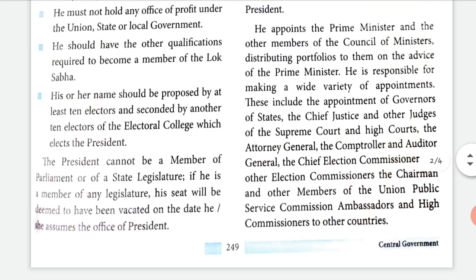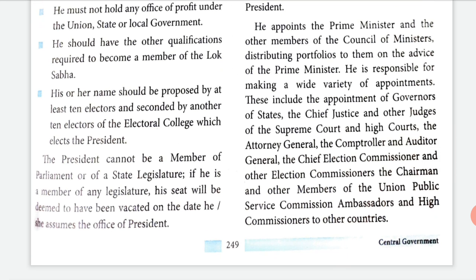The president cannot be a member of the parliament or of a state legislature. So he cannot be a member of the parliament, or which is also called as the state legislature. If he is a member of any legislature, that is law, his seat will be deemed to have been vacated. So just imagine, he is a member of parliament, but if he is chosen, he has to vacate that, and then only he can assume the office of the president. Then only he can come to the presidency.